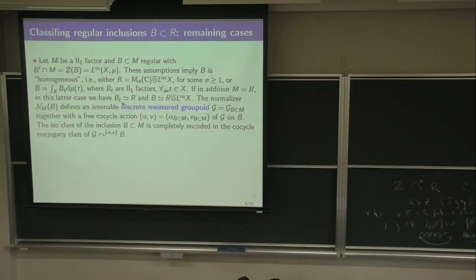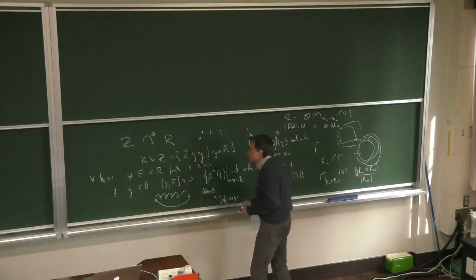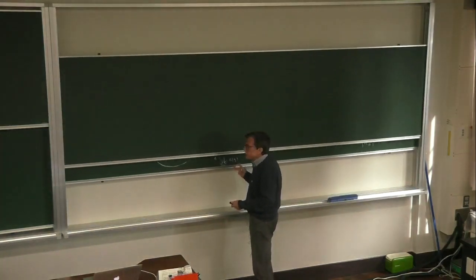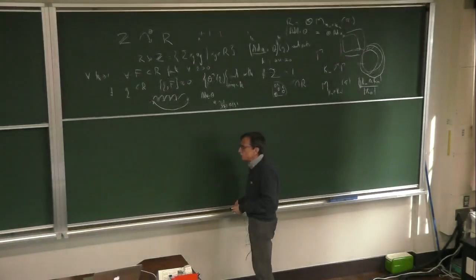So the normalizer will act ergodically on the center. It has to act ergodically because otherwise M will not be a factor. But you see what happens, even in general, though here it is very obvious: you have a groupoid, an acting groupoid, rather than, like in the irreducible case, an acting group, a normalizing group. Here you have a normalizing groupoid.